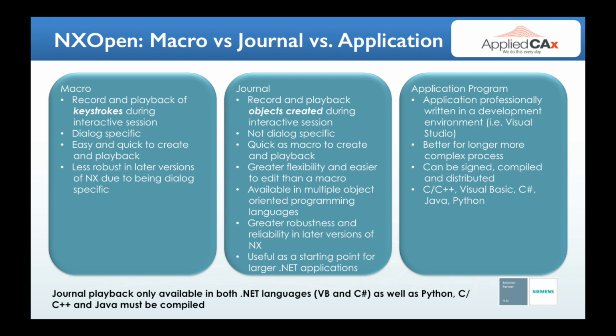Okay. So a question we get a lot is, what's the difference between a macro and a journal? Aren't they the same thing? So a macro, more people are familiar with what a macro is, and a macro records keystrokes. That's different than what a journal does, where a journal records the actions taken. It records the objects created in the interactive session. Another thing about macros is that they are dialogue specific, whereas journals are not.